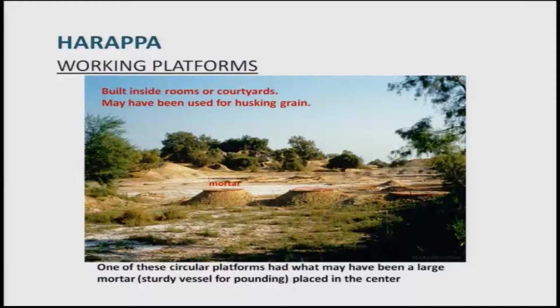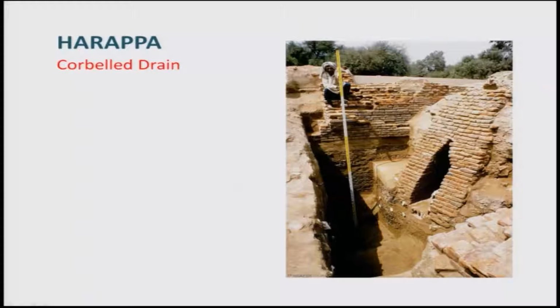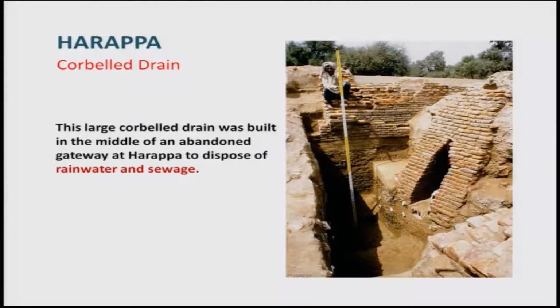So, these are the kinds of things people found out during the excavations, and beside this there was a drainage system which was unique. I have shown you the drainage system here, and it has corbelling also. This is quite a large corbel, and what they found out is that it was built in the middle of an abandoned gateway at Harappa to get rid of the rainwater and sewage.